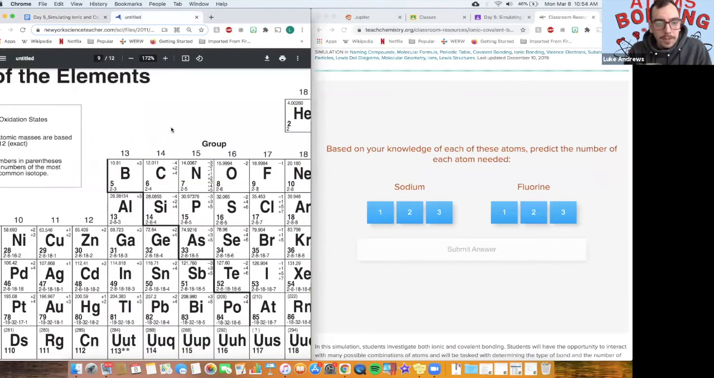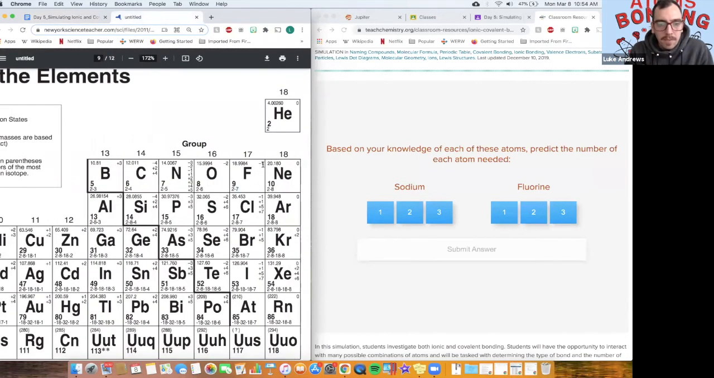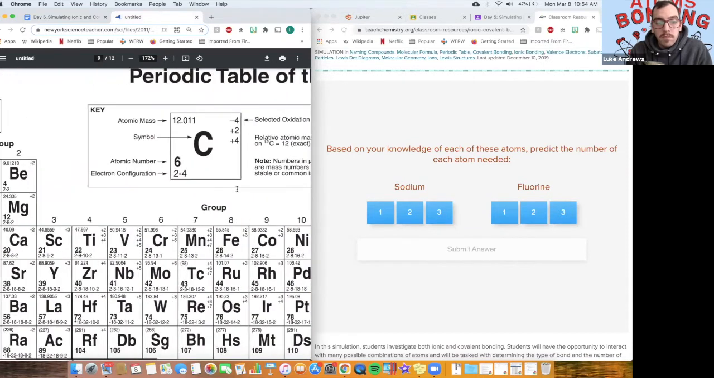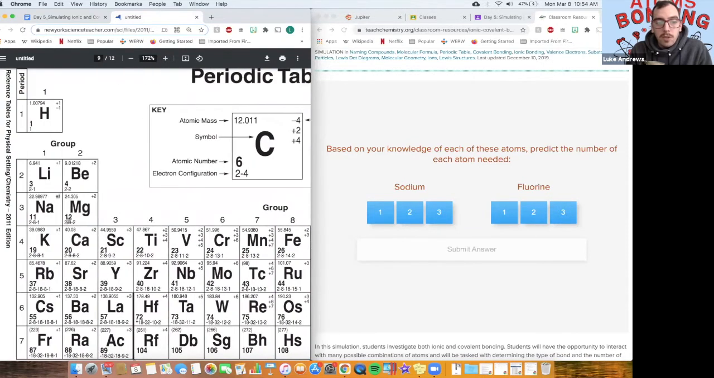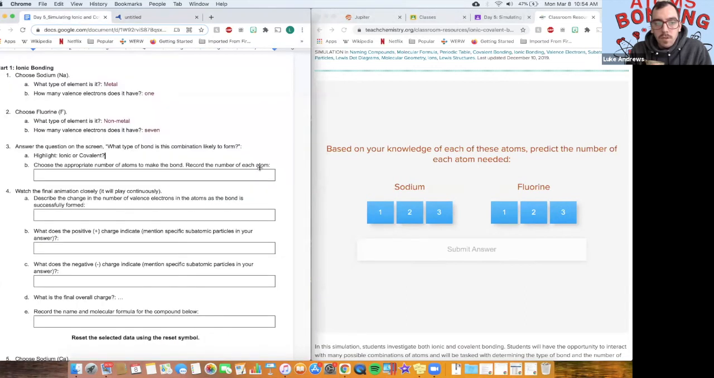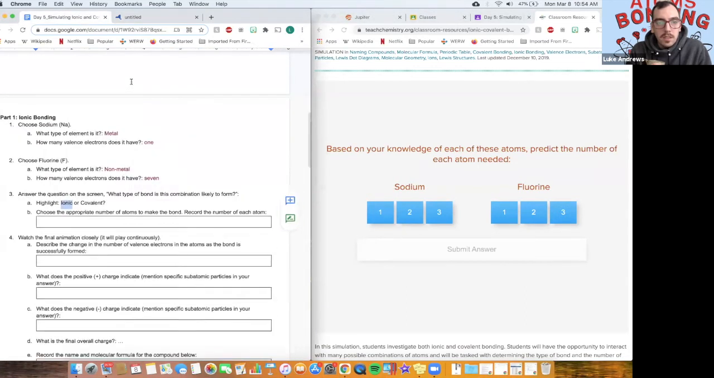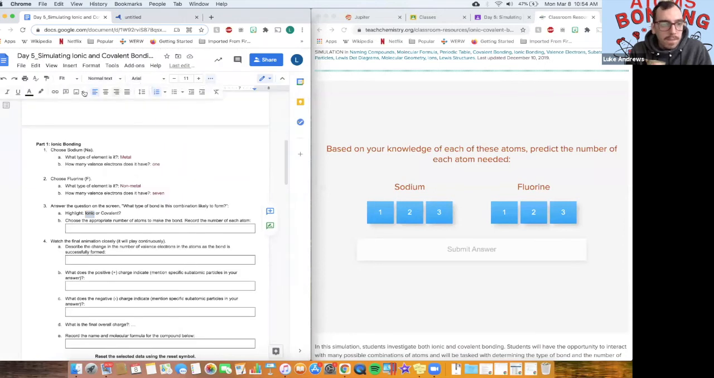I'm going to look at over here, and I see that fluorine has an ionization charge of -1, oxidation state of -1, because it wants to gain 1 electron. Sodium has a charge of +1 because it wants to give up 1 electron. So over here, I forgot, we need to highlight this. Okay, so this is going to be an ionic bond.